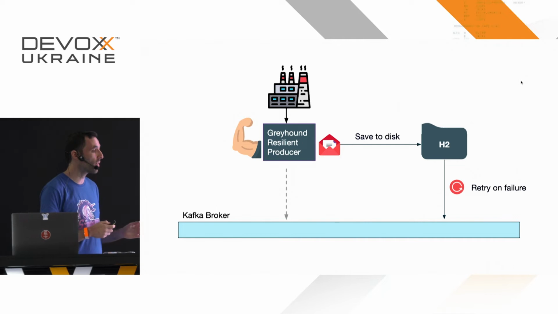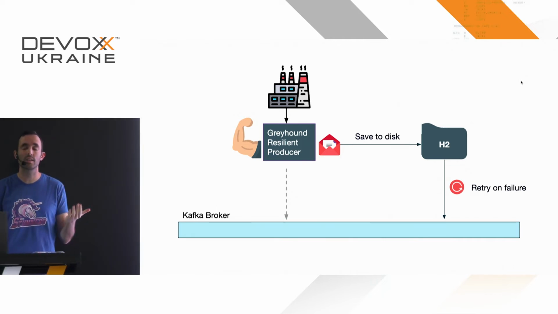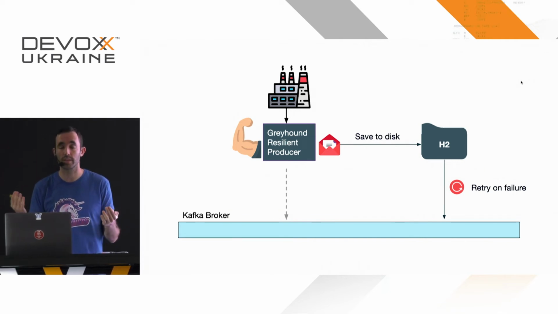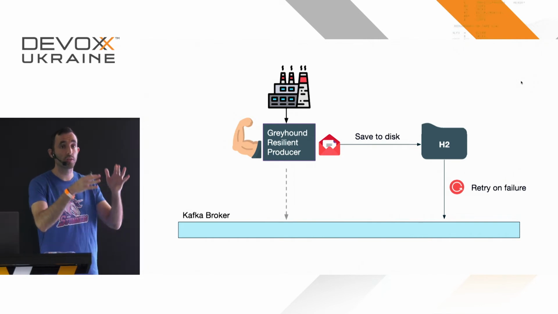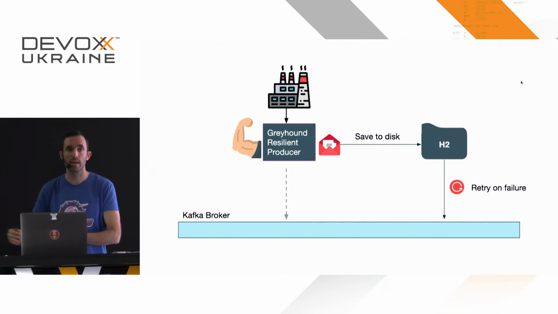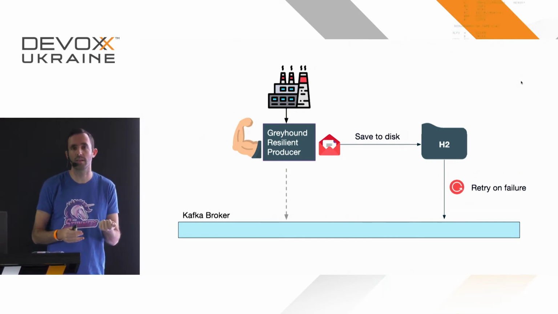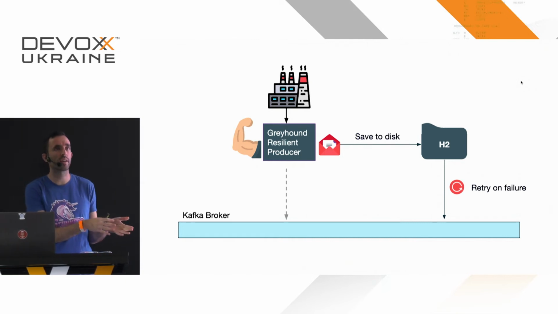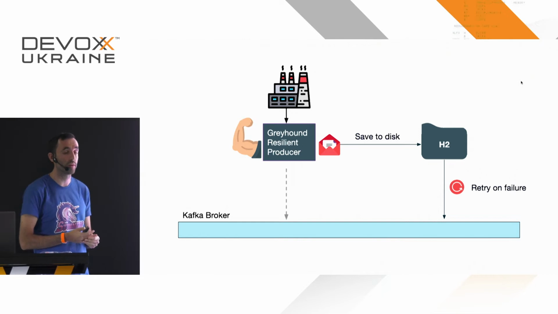Now, this scenario of using the resilient producer is not intended for all use cases, of course. First of all, a lot of the times you first consume a message and then produce to another topic. In that case, this feature is pointless because the message is already in Kafka. Why introduce a new failure point?